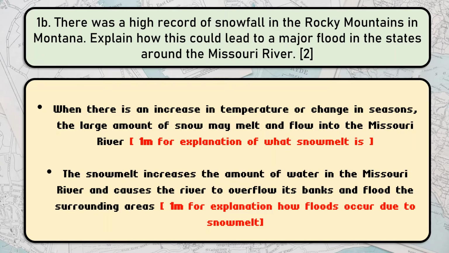The snowmelt increases the amount of water in the Missouri River and causes the river to overflow its banks and flood the surrounding areas. So this is another mark for explaining to me how floods occur due to snowmelt.